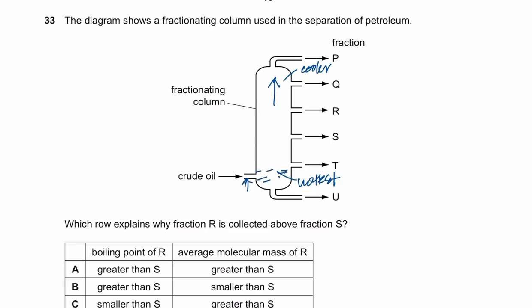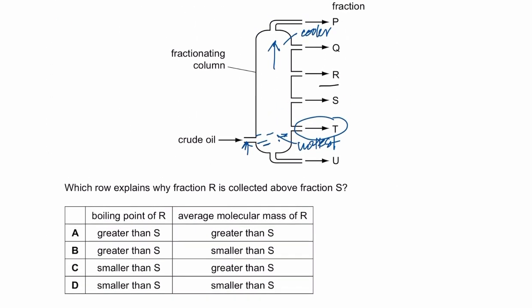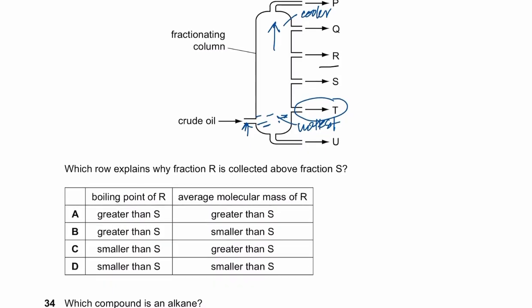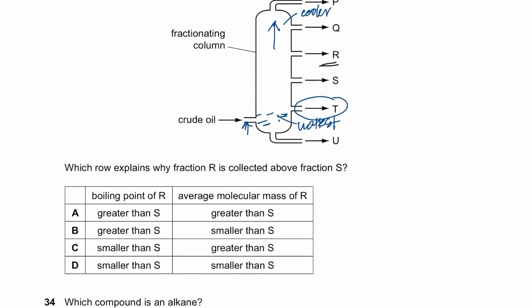So the molecules that are going to be longer, that'll have a greater melting and boiling point, that'll have a greater mass, and so on and so forth, would be collected at the bottom. The ones that'll have lower melting and boiling points and lower masses would be collected at the top. So which row explains why fraction R is collected above S? Because R would obviously have a lower boiling point than S, because S is collected at the bottom, it needs greater heat, right? So R has a smaller boiling point than S, therefore C and D are the options.